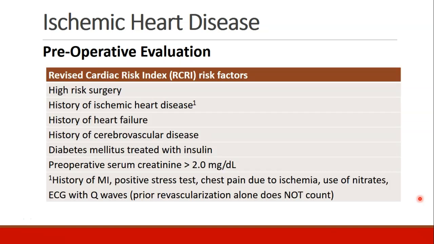The RCRI looks at 6 different risk factors: high-risk surgery, history of ischemic heart disease, which means having an MI, a positive stress test, chest pain from ischemia, the need to use nitrates, or having an EKG that shows Q waves. Other risk factors include history of heart failure, history of cerebrovascular disease like stroke, diabetes that needs insulin treatment, and a serum creatinine greater than 2.0.